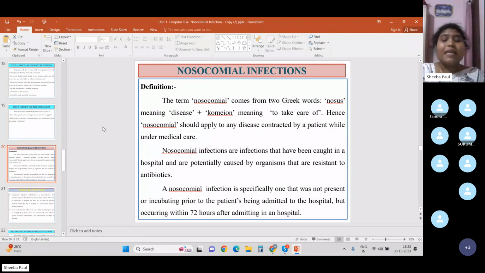Or virus or fungi. A nosocomial infection is specifically one that was not present or incubating prior to the patient being admitted to the hospital, but occurring within 72 hours after admission to a hospital. So please remember this. A nosocomial infection is not carried by the patient when he is admitted into the hospital. It is after admission, that too after 72 hours, that the person shows a newer kind of infection, which is considered a nosocomial infection.